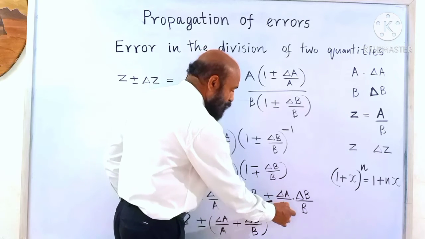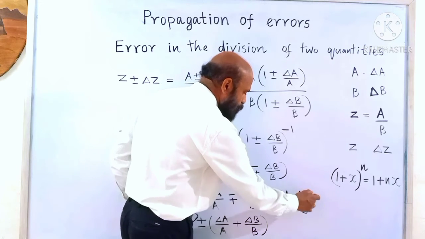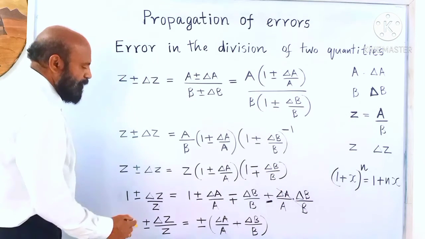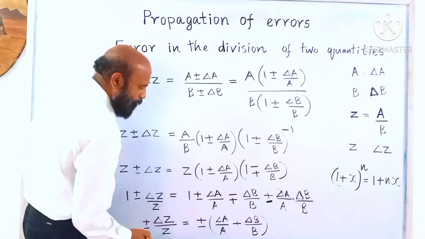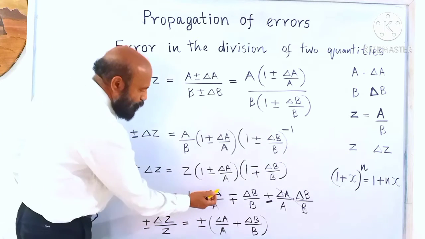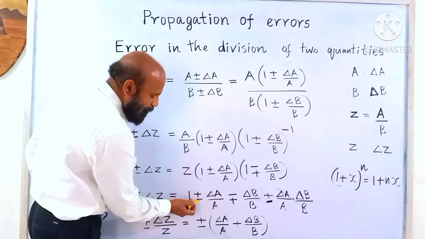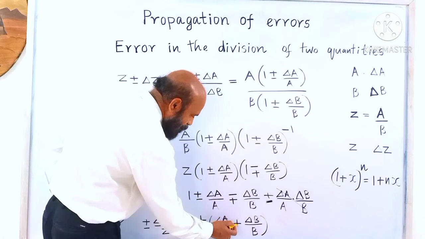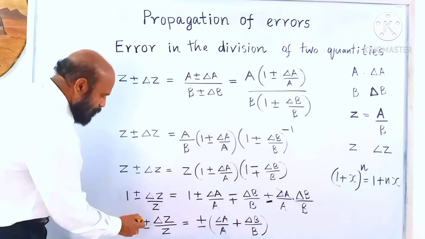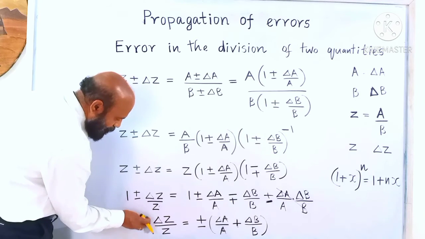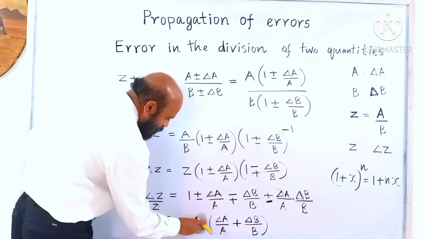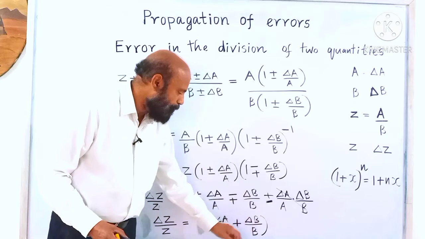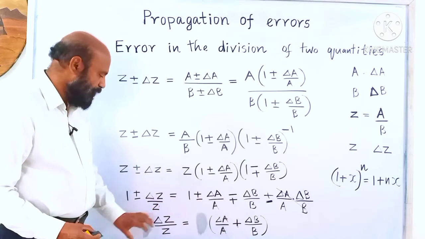Delta A by A is very small. Then delta B by B is also very small. So when you multiply them, it is going to be very small. So this term can be neglected. Next, this plus or minus can be taken outside. For the maximum possible error, here minus then plus, but here plus or minus, but when we take plus or minus outside, here it will be plus. So now this can be removed. Now delta Z by Z is equal to delta A by A plus delta B by B.